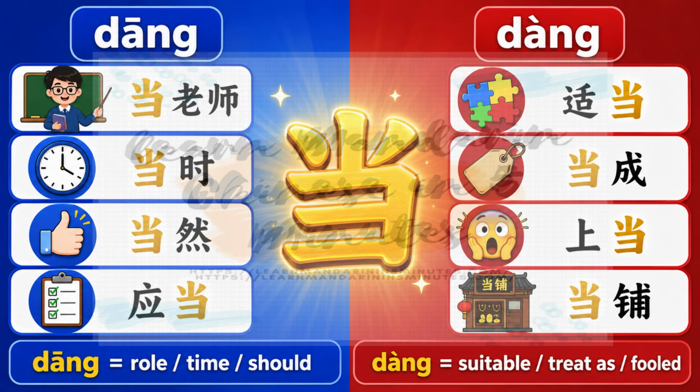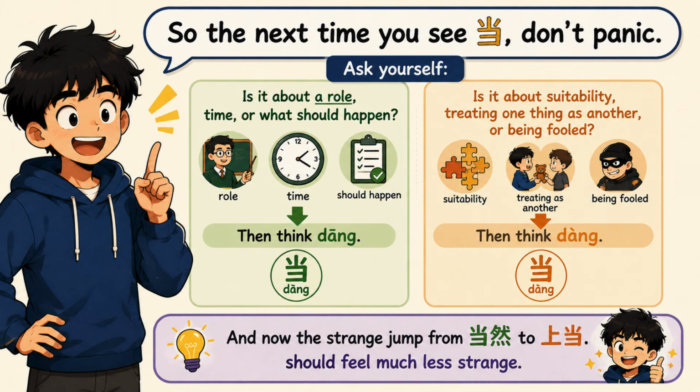当 is used when someone or something steps into a role, a time, or an expected situation. Example, 当老师, 当时, 当然, 应当. And 当 is used when something is matched, treated as something, judged as suitable, or wrongly accepted. 适当, 恰当, 当成, 上当. So the next time you see this Chinese character, don't panic. Ask yourself, is it about a role, time, or what should happen? Then think 当. Is it about suitability, treating one thing as another, or being fooled? Then think 当.